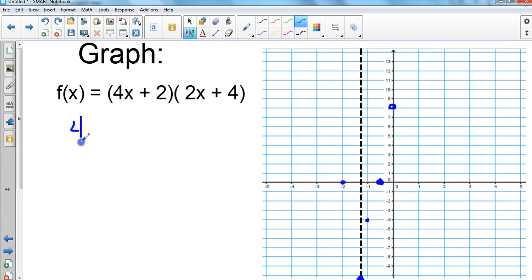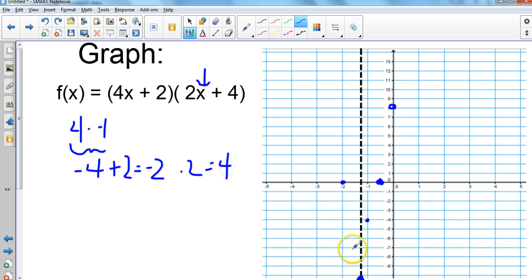4 times negative 1 is negative 4. Plus 2 gives us negative 2. When x is negative 1, we get out negative 2. Negative 2 plus 4 is 2. Probably because that's a quarter unit away. Something seems fishy here. Wow. Sorry, that was a horrible example there, but that is how we graph in factored form.